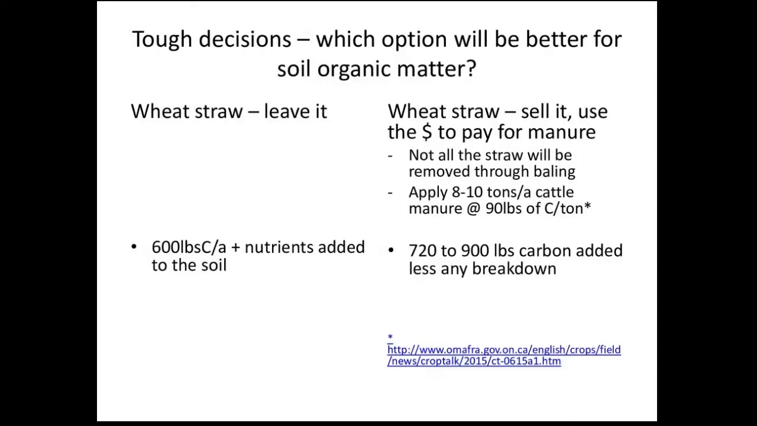Now, if we look at it the other way, if we were to sell the wheat straw and use the dollars to buy manure, well, for one thing, anybody who's baled knows that you don't get everything. Not all the straw is going to be removed through baling, and hopefully a lot of the chaff will stay behind anyways. And if you were to apply 8 to 10 tons per acre of cattle manure, and if you look at that website that I've referenced at the bottom, there's a really good Crop Talk article from Christine Brown. She calculates that you've got about 90 pounds of carbon per ton of manure. Then we're getting 720 to 900 pounds of carbon added, plus again, any nutrients coming through with the cattle manure.